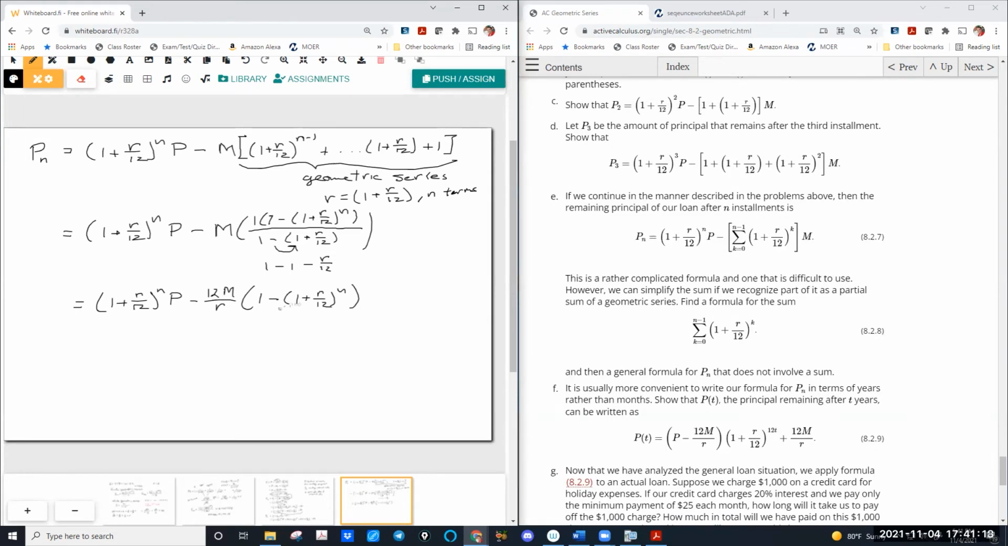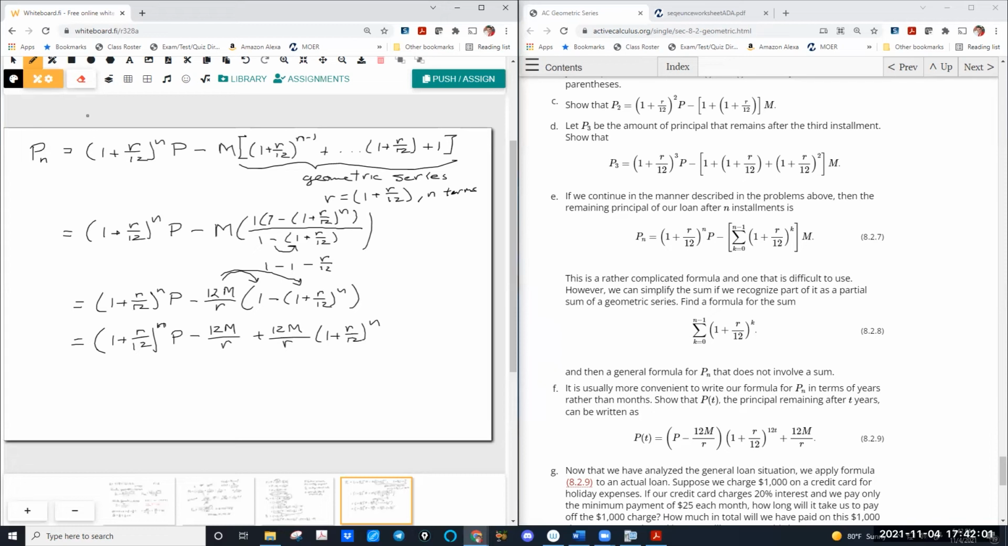Actually, we can simplify this a little bit more, and I will. Sorry. One more step of simplifying. I can distribute this. So let's talk about what happens here. And this simplifying is definitely worth it. It makes this thing even easier to deal with. So minus 12m over r times 1 doesn't change it at all. And then we'll distribute it to here. A negative times a negative becomes positive. 12m over r times 1 plus r over 12 to the n.